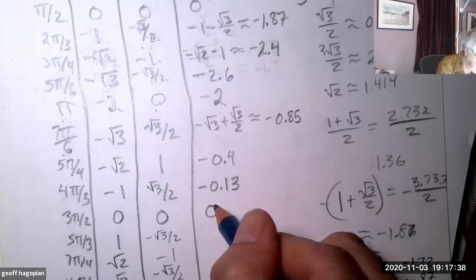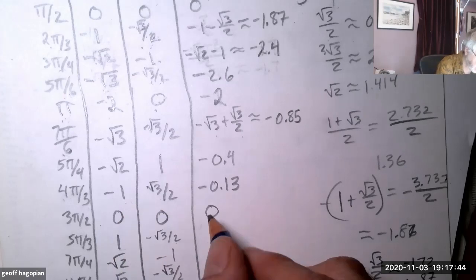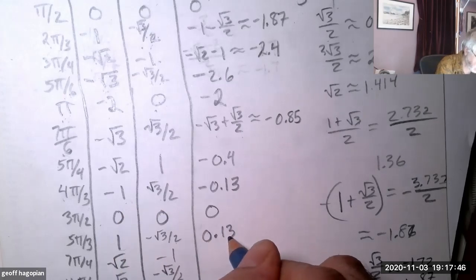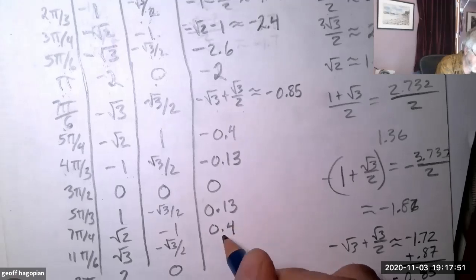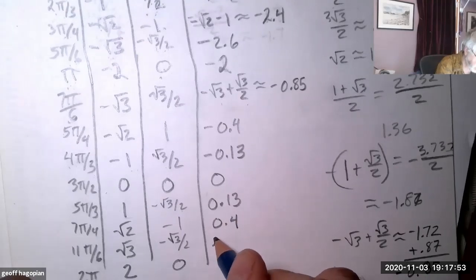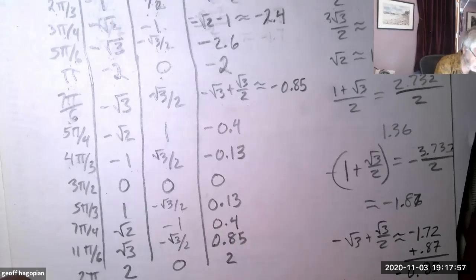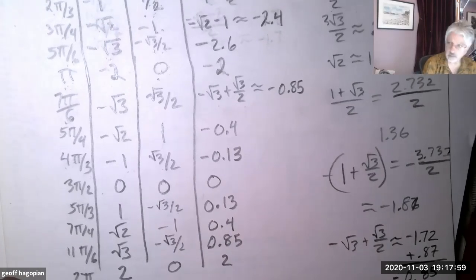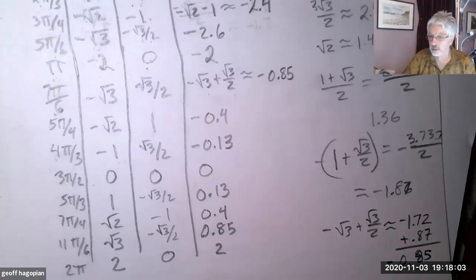0 plus 0 is 0. Then this is again the opposite of that, right? So it's going to be a positive 0.13. It's going to be a positive 0.4. It's going to be a positive 0.85. And then a positive 2. Should we check that those values are correct in GeoGebra? Plot those points.